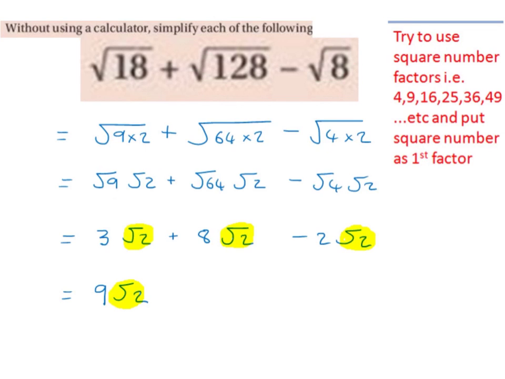And root 8 will break down to be root 4 times root 2. And the square root of 4 is 2. So we get 2 root 2. So 3 root 2 plus 8 root 2 is going to give us 11 root 2. And 11 root 2 minus 2 root 2 will give us 9 root 2.